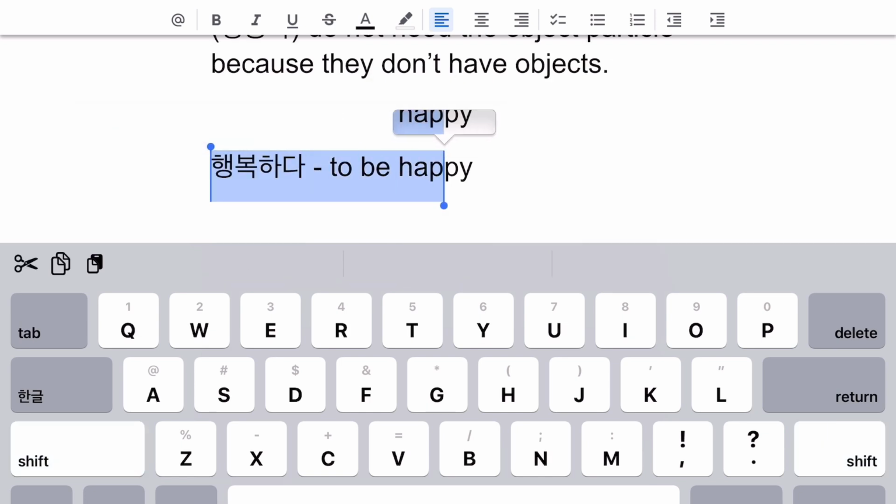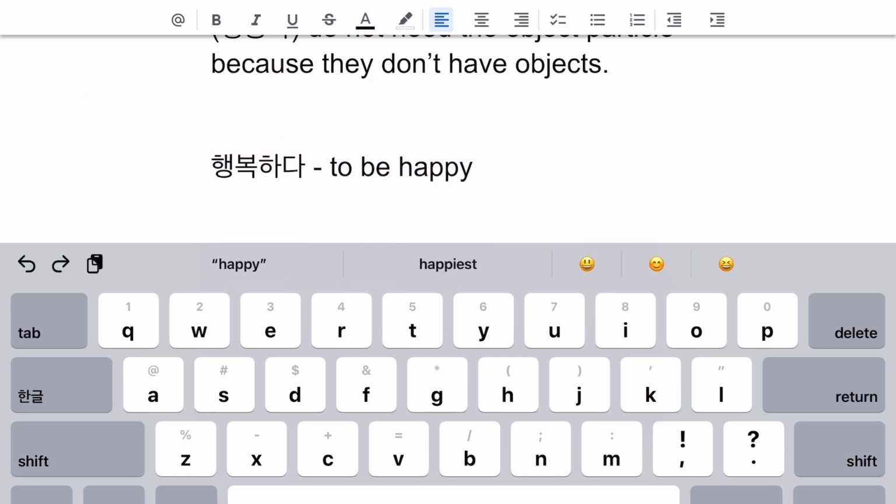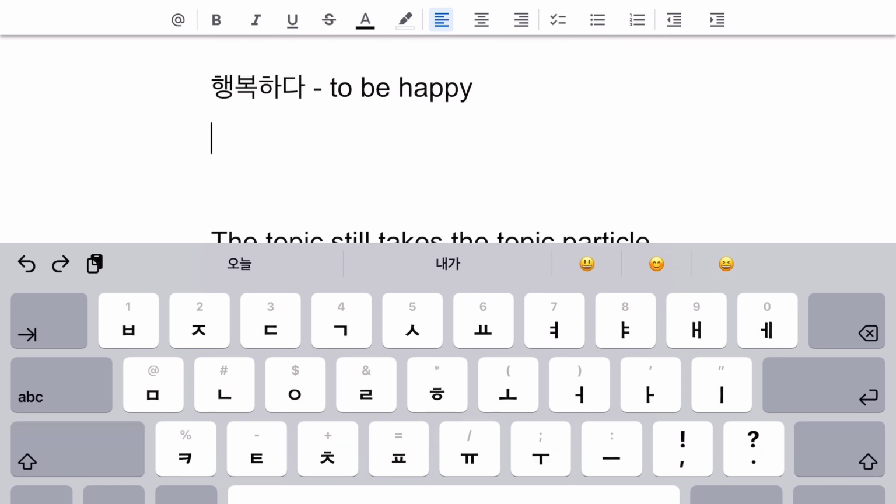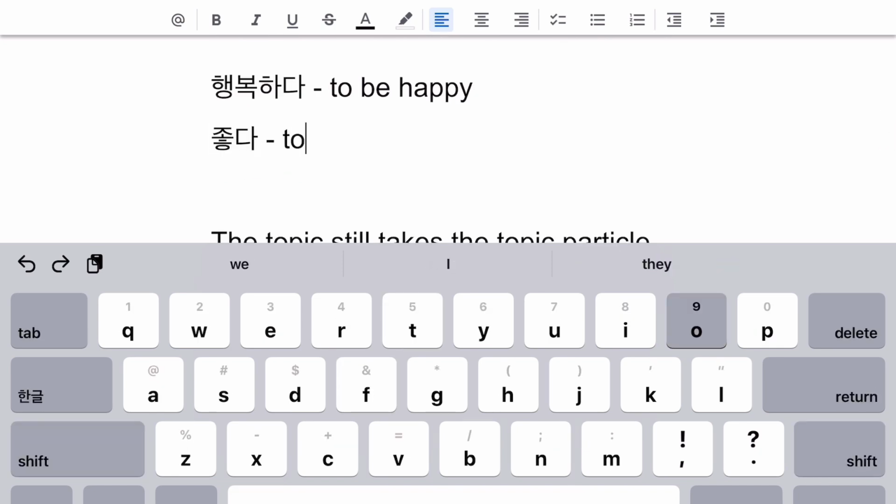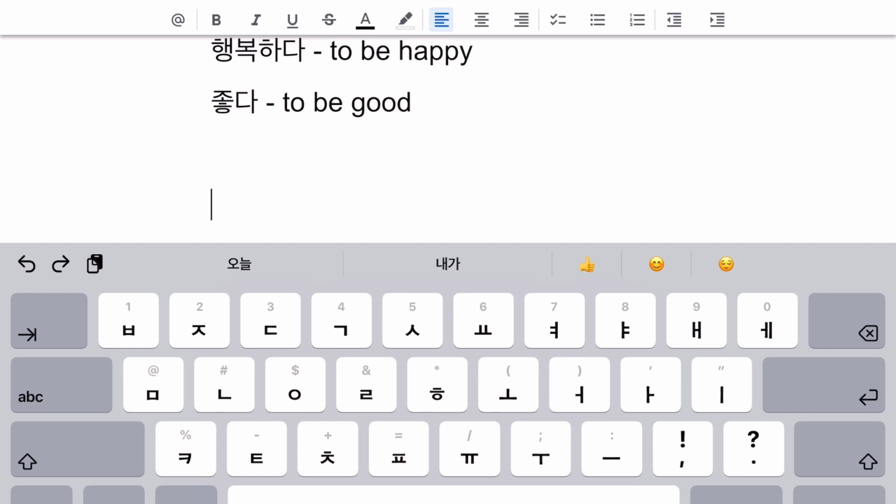So 행복하다, for example, I'm not gonna say 행복을 하다. That wouldn't be right. We're gonna keep them together. Or 좋다, to be good. If I want to say this movie is good or the movie was good, 영화 좋다. We're gonna conjugate that, right? Take off the da. The last vowel is o, so we need the ayo in.